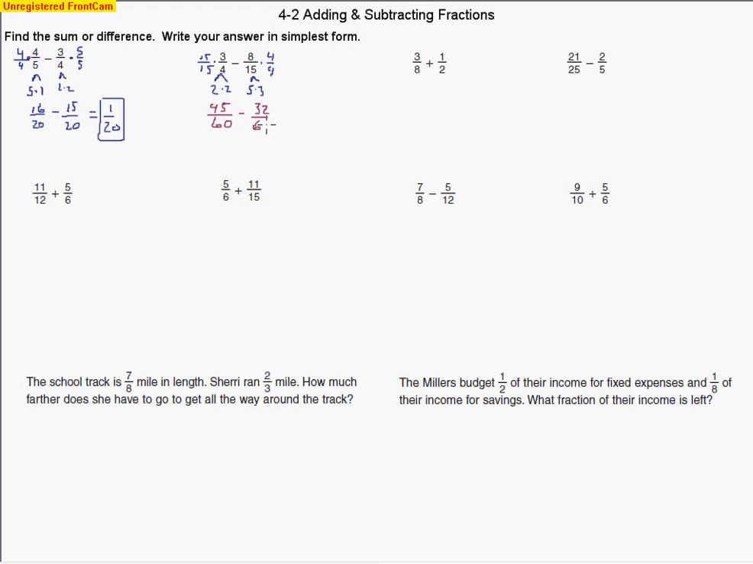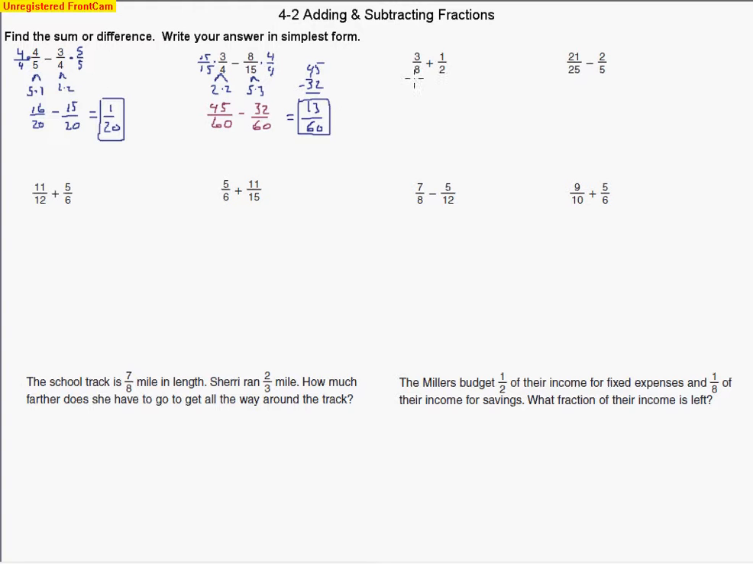over 60. So now I can compare them when they have the same denominator. So when I do that subtraction, I take 32 from 45. So all I'm doing is 45 minus 32, and when I do that work, I end up with 13 over 60. And that's reduced. 13 and 60 have no common factors. Look at our next one.